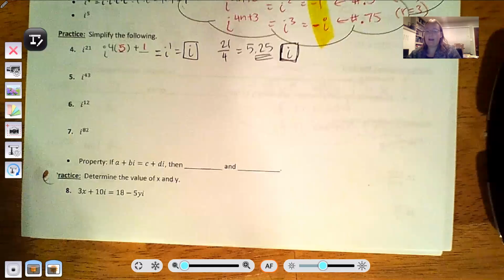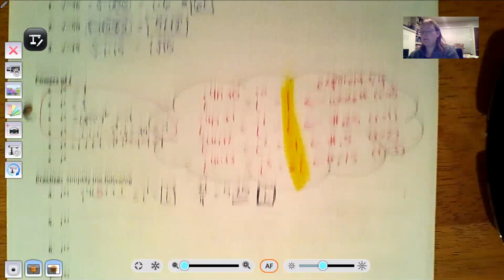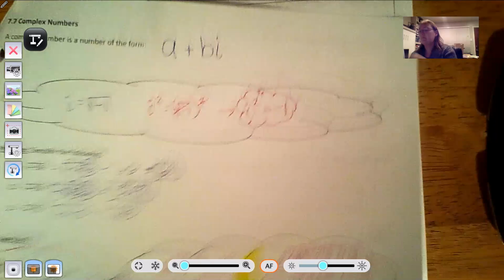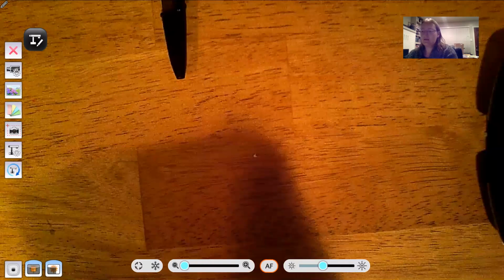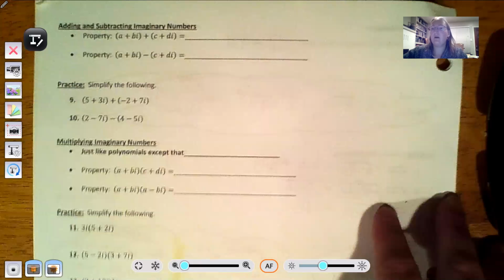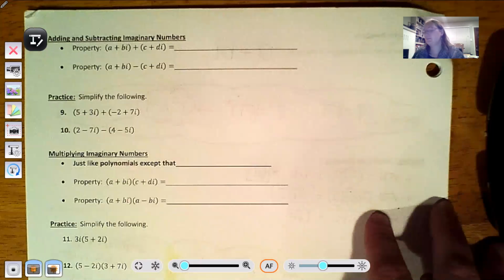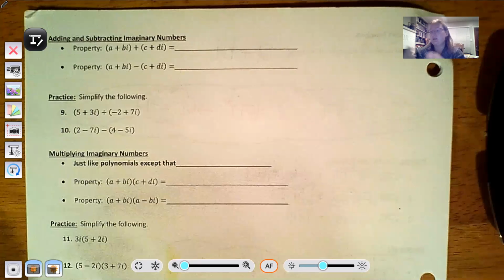So how do we add and subtract and multiply and divide with i? Section 7.7 has all the operations and all the definitions and all the properties all in one lesson.